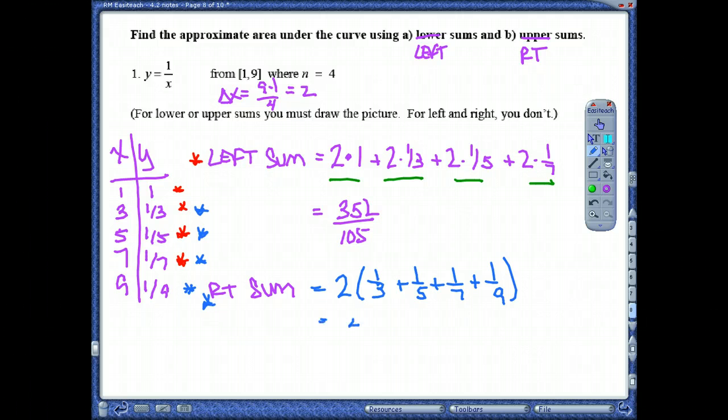So my right sum is going to be 496 over 315. And you'll notice that one's high, one's low. If we wanted to find the trapezoidal, we'd take the average of these two answers and divide by 2.